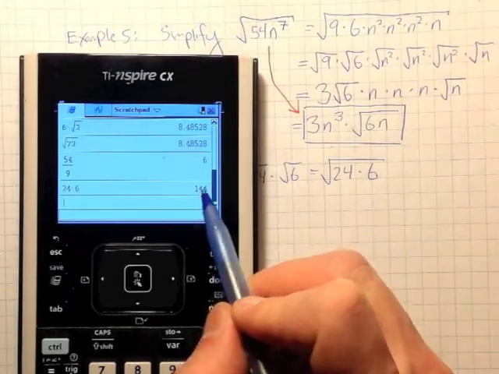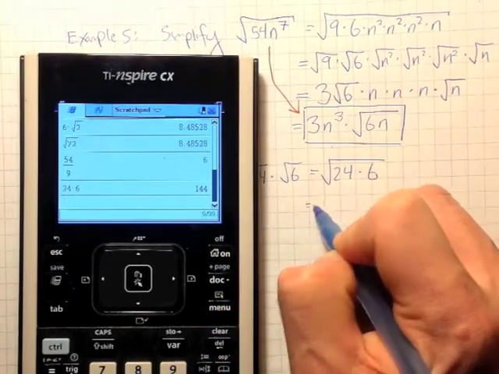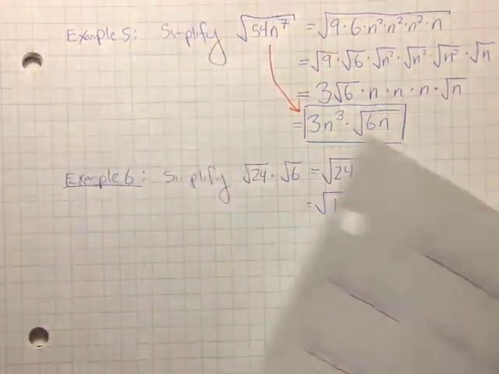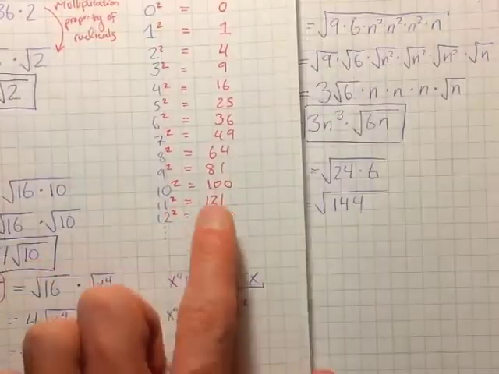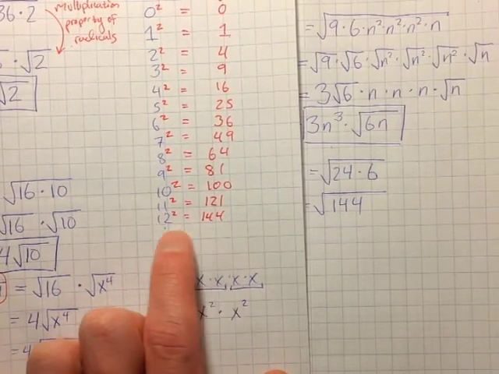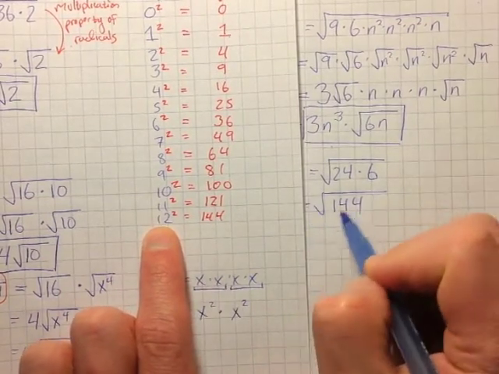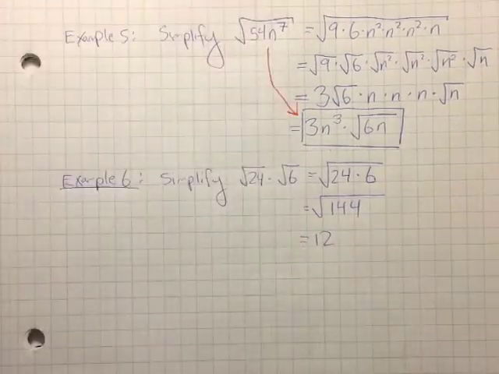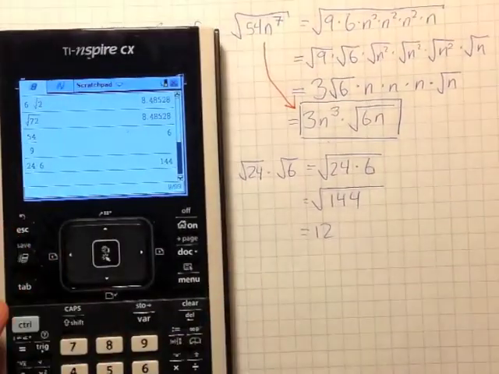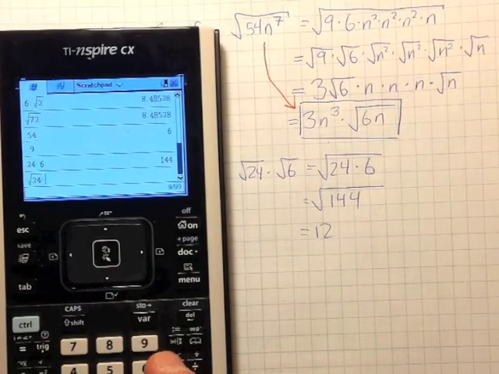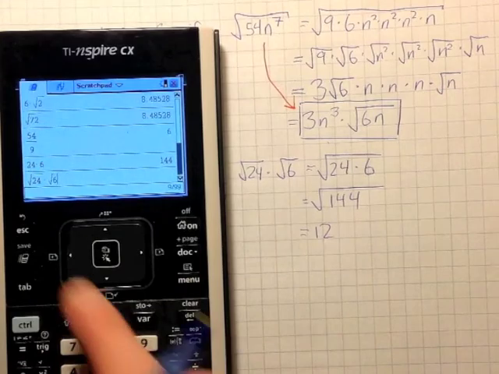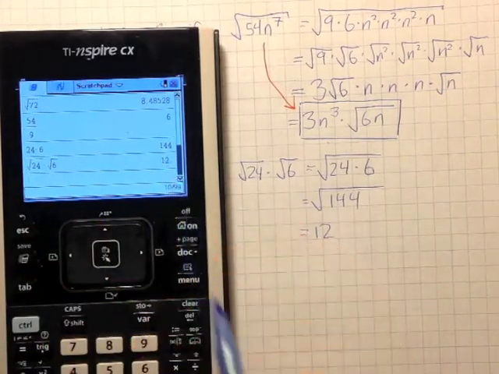144. Interesting. So the square root of 144 is a number that should be familiar to you because 144 is a perfect square. So the square root of 144 is just going to be 12. Right? Let's see if that works out. Square root of 24 times square root of 6, 12. Yeah, it does work out.